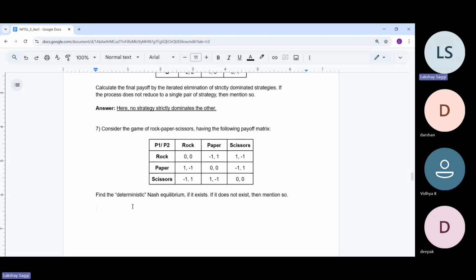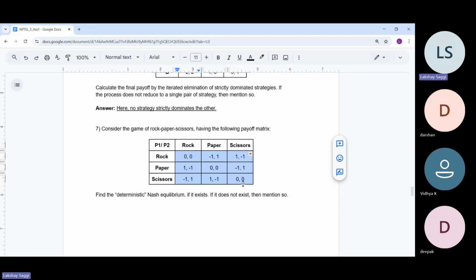And we know that in rock, paper, scissors, there is no fixed strategy profile which the two players will always play. It's usually random. So there is no deterministic one. Out of these 9 strategy profiles, none is a Nash equilibria. Which brings us to an important observation I want to point out: Nash equilibria need not always exist, at least a deterministic Nash equilibria.